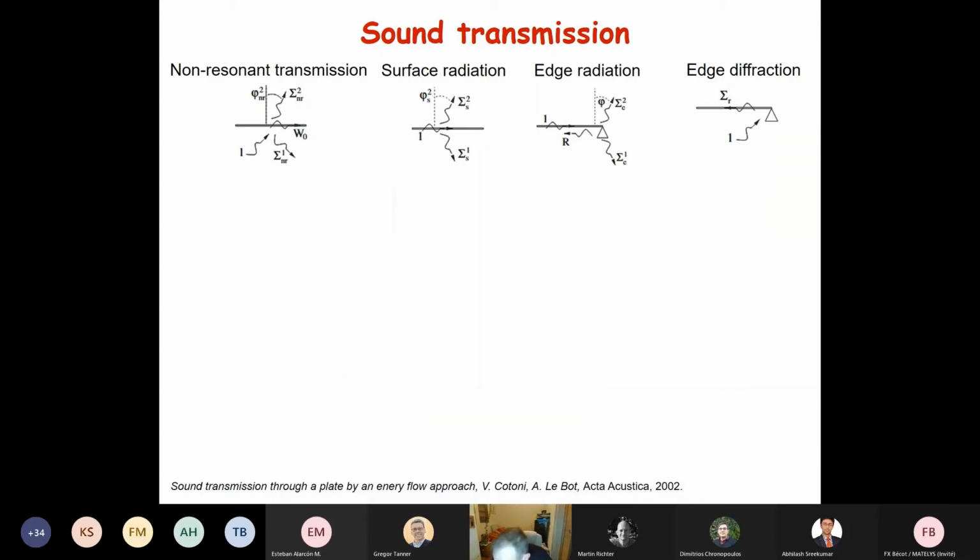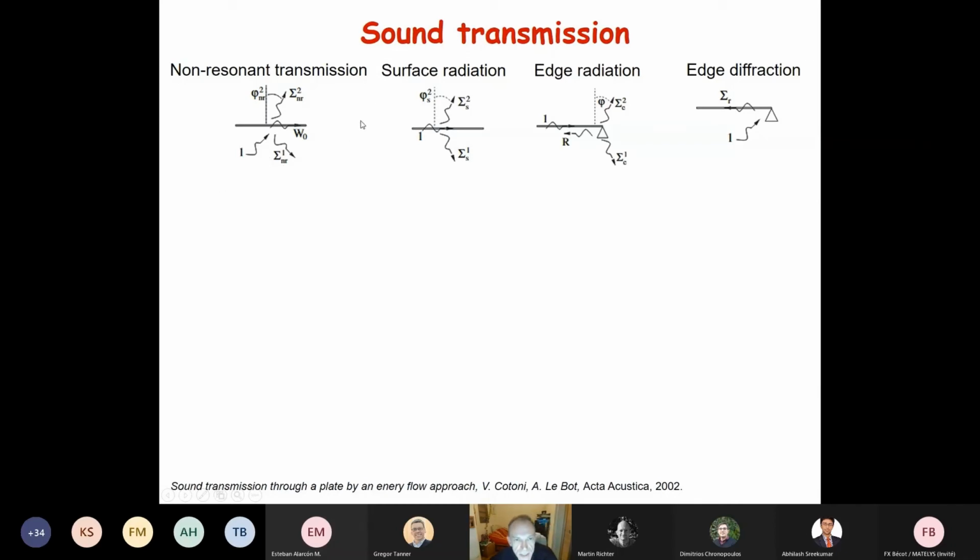It also applies for sound transmission. So in case of sound transmission, we have many phenomena. The first is non-resonant transmission. Imagine that a plane wave arrives from the bottom of the plate. It passes through the plate. Of course, there is also a reflected ray, and incidentally, there is a wave in the structure. But the fact is that the angle of the transmitted wave is exactly the angle of the incident wave. This is what we call non-resonant transmission.